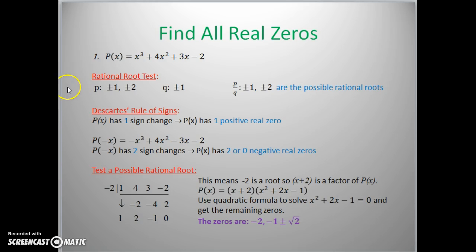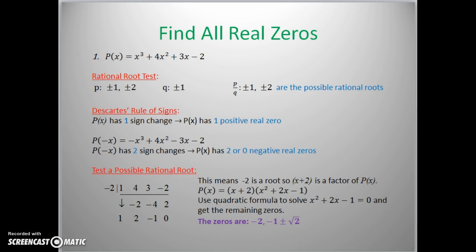Then we'll look at the factors of the leading coefficient, which is positive 1, so the factors are only plus or minus 1. Then we form the rational roots p over q, or the possible rational roots. We take all of the p's and divide them by all of the q's. In this case, we only have plus or minus 1. So our p over q's are plus or minus 1 and plus or minus 2.